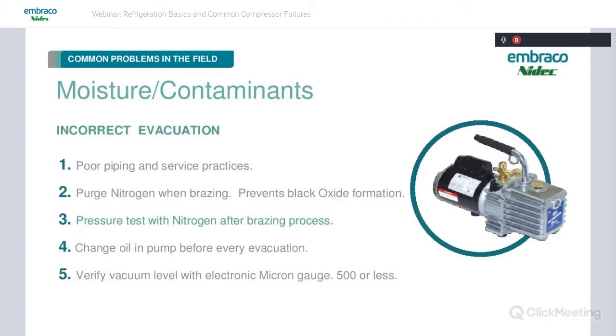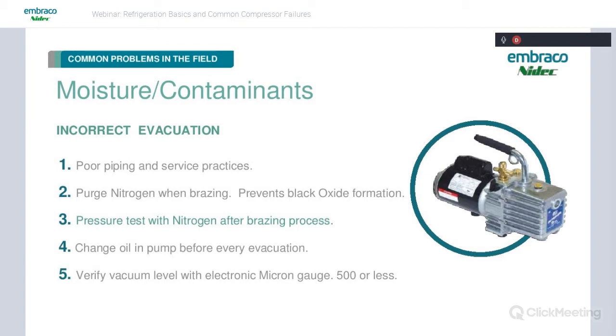Moisture and contaminants can be introduced into the system through poor piping and service practices. We want to make sure we're purging nitrogen when we're brazing at about 2 psi. This prevents black oxide formation on the inside of the tubes. In the old days in air conditioning, mineral oil was very forgiving, and that oxide may stay put. But with the new systems, POE oil is like a solvent. It's going to scrub these contaminants off the inside of the tube, and it's going to clog things up.